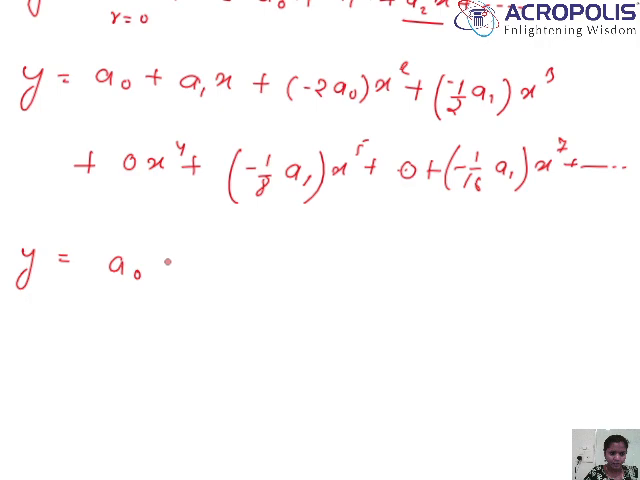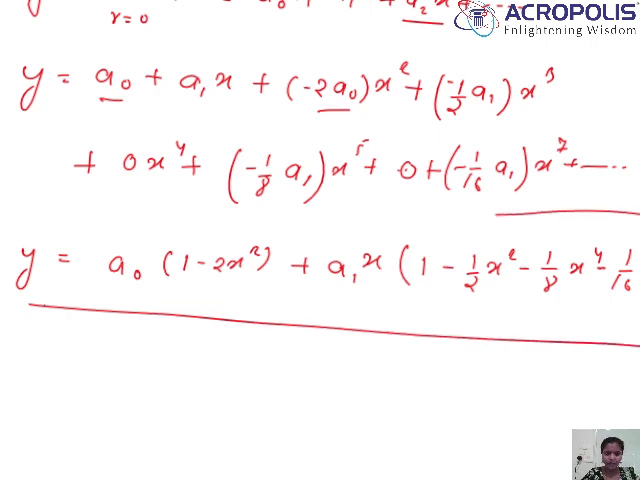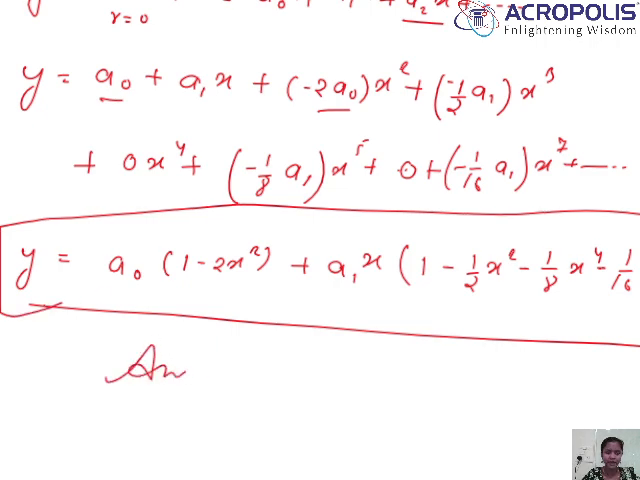Then the above series becomes something like this: y equals a0 taken as a common factor, then you get (1 minus 2x square), plus a1x taken as a common factor, then you get (1 minus 1 by 2 x square minus 1 upon 8 x to the power 4 minus 1 by 16 x to the power 6 and so on). This series is known as the series solution for the given differential equation. This is the required series solution.